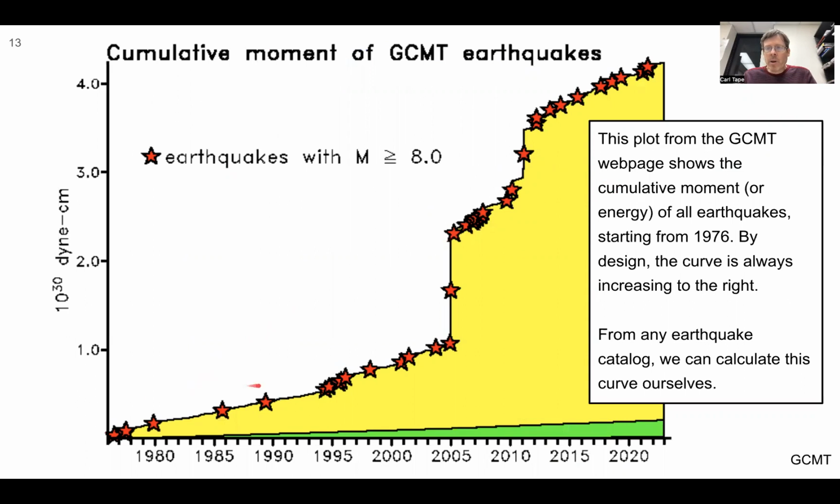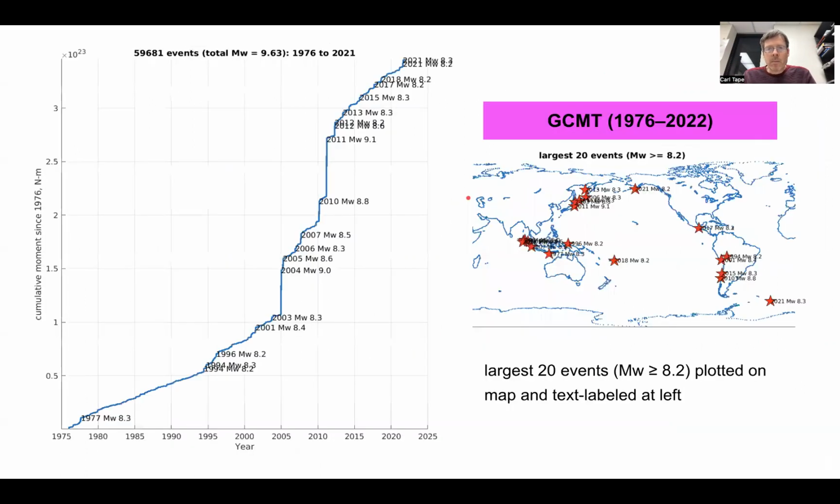And by design, the curve is always increasing to the right. Each time there's a new event, you add in the moment and this curve gets higher and higher. So from any earthquake catalog, we can also construct this kind of curve ourselves. There's thousands of events in here, and the biggest steps in the cumulative moment represent the largest events. So the stars here are the earthquakes greater than magnitude 8.